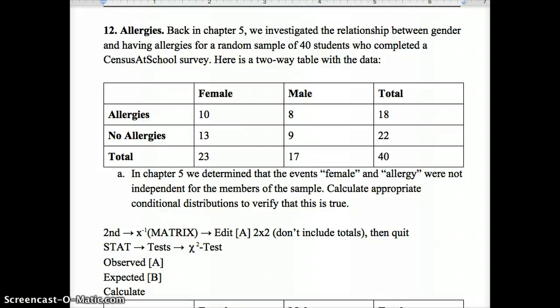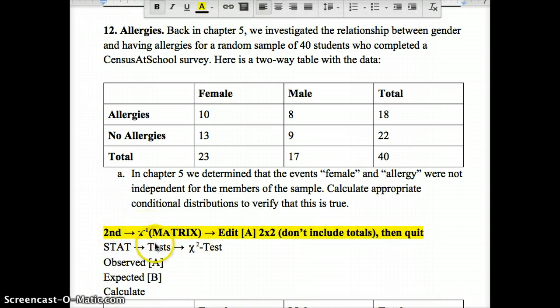So the expected count would be, if we expect that the two distributions were the same, we'd expect that the total proportion was reflected in each individual sample. So 18 out of 40 times 23 would be what we expect for females. We've done that before for the test of homogeneity. One thing in addition to that I want you to know is doing this on your calculator. That's described down here. First, go to the second x-1 button, matrix, and then go over to edit, matrix A.